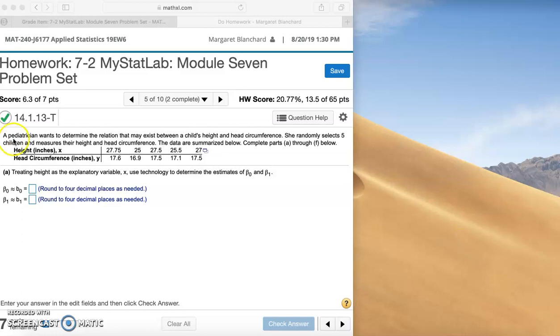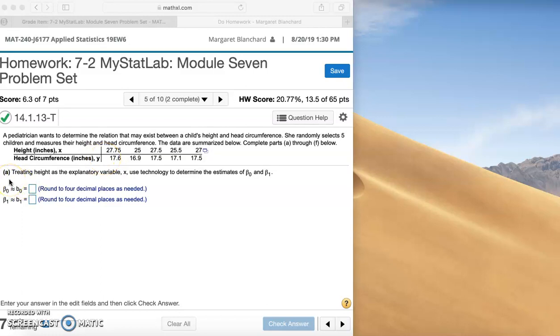So here's our data set. As you see here, that top row is our X variable, the X values, and that's the height of the children. And then right below that is the head circumference. That's the Y, the dependent variable. And there's all the head circumferences.